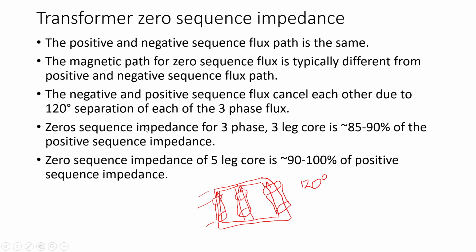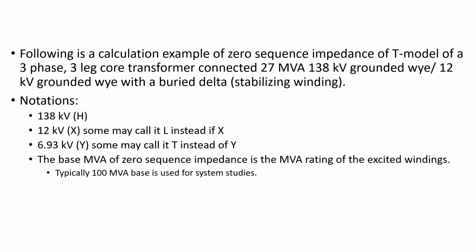So zero sequence impedance for a three-phase, three-leg, or three-limb core is about 85 to 90% of the positive sequence impedance. Zero sequence impedance of a five-leg core is about 90 to 100% of the positive sequence impedance. Shell form, typically it's almost the same as positive sequence impedance. So these are just general observations.